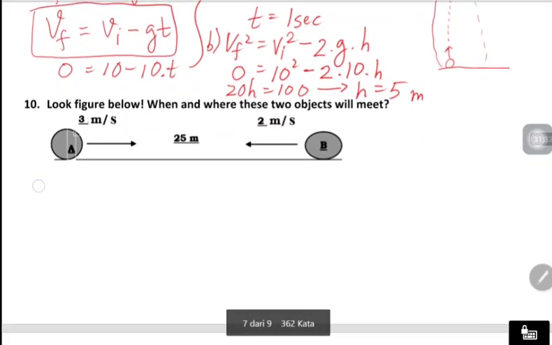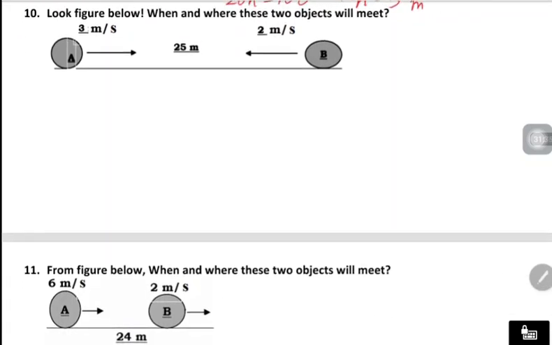Next, number 10. Look at the figure below. When and where will these two objects meet? Object A moves to the right side, and object B moves to the left side. The velocity of object A is 3 meters per second. The velocity of object B is 2 meters per second.